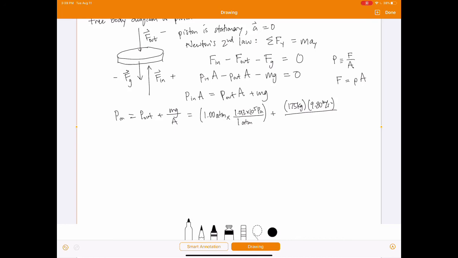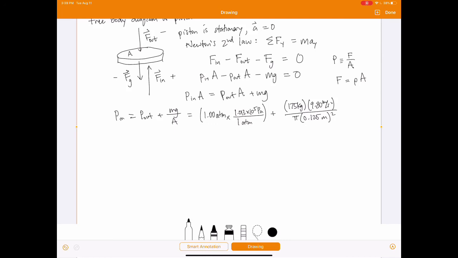The area of this piston is circular. Okay, so it's the area of a circle, which is pi r squared. Pi times the radius, 0.125 meters is the radius, and we'll square it.